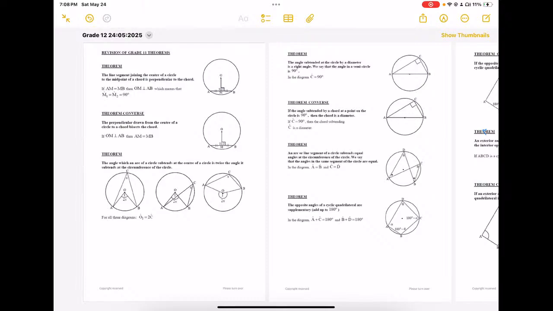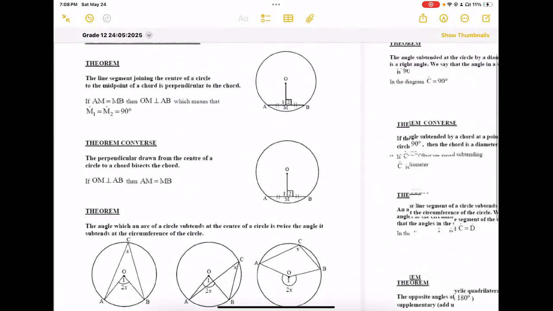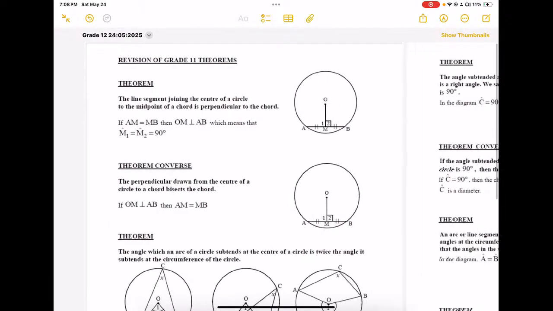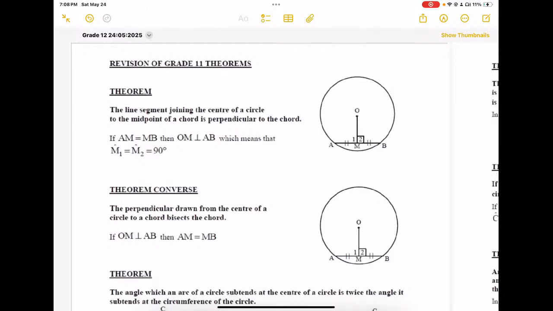You see, this is the first theorem. Here I started with the theorems of the circles. So theorem number one states that the line segment joining the center of a circle to the midpoint of a chord is perpendicular to the chord. That's theorem number one.